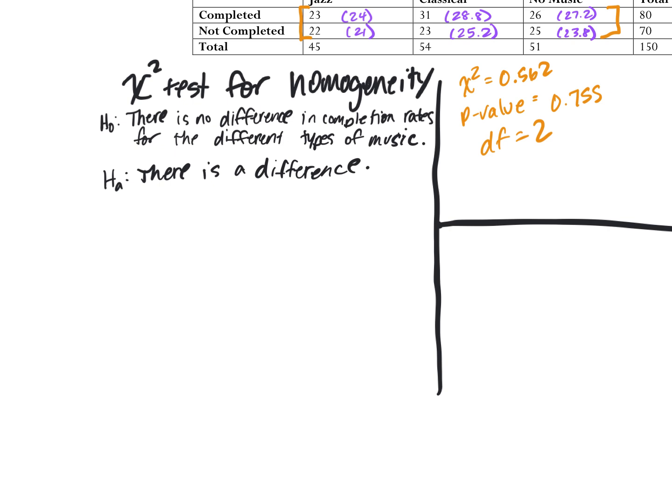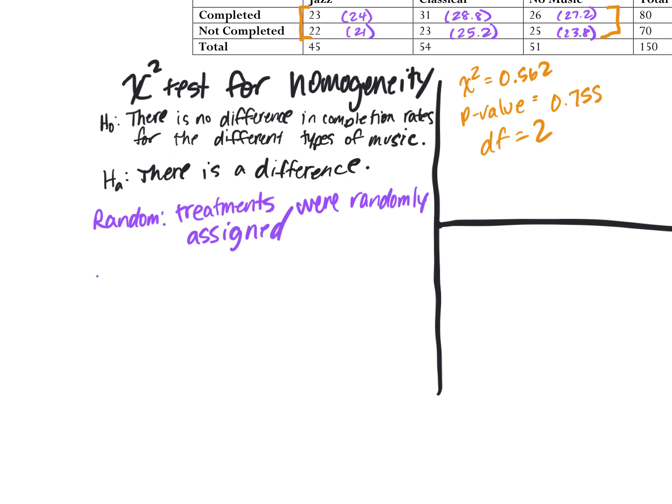Okay, so, hey guys, let's check that random condition. How was that met? Random assignment. Treatments were randomly assigned. Large sample size. Expected values were greater than 5. So if you didn't write the expected counts there, you could actually copy the expected matrix down here. It wouldn't be a big deal.